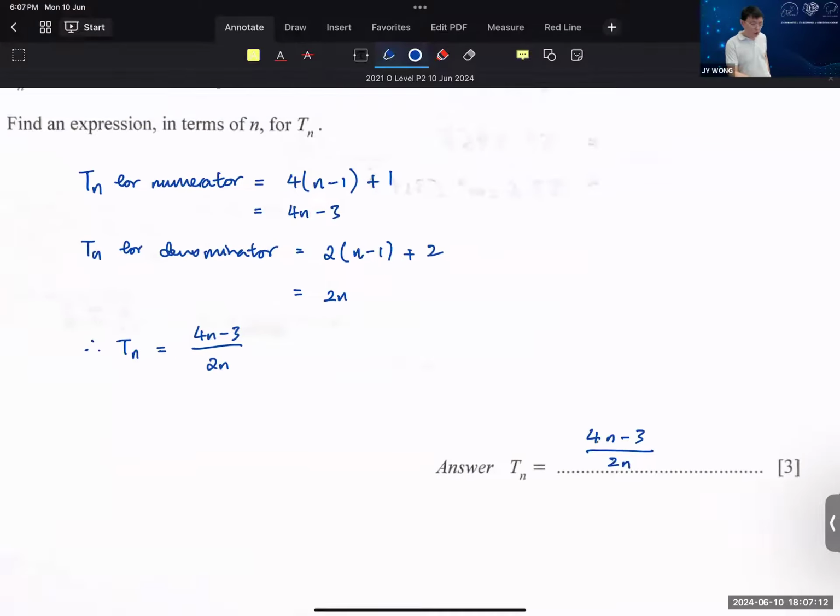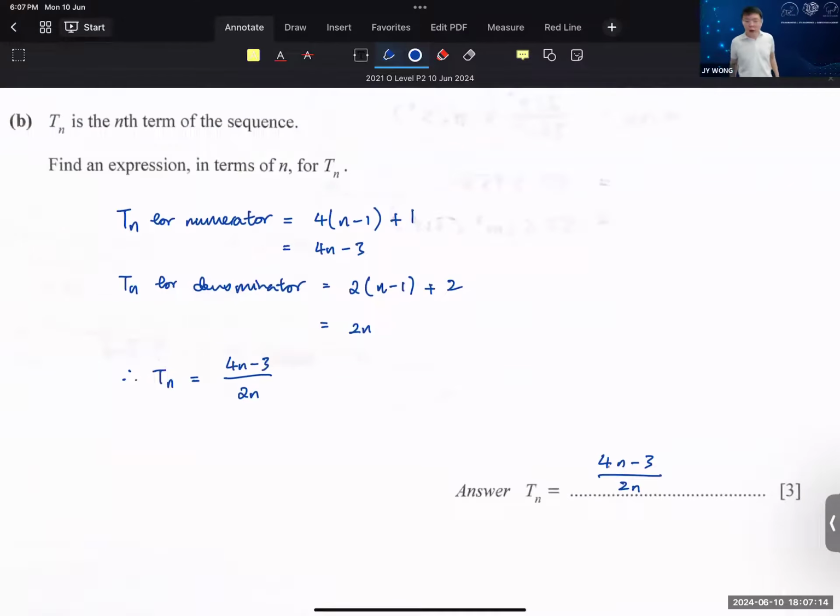And you will notice that normally, the n term of the sequence is a 2-mark question. In this case, it is 3 marks because there's a numerator and there's a denominator. That's why it is a 3-mark question instead of just a 2-mark question. So you needed to find the numerator and the denominator separately, and then synthesize it to get the answer. So I guess 1 mark for 4n minus 3, 1 mark for 2n, 1 mark for correct answer. Okay.